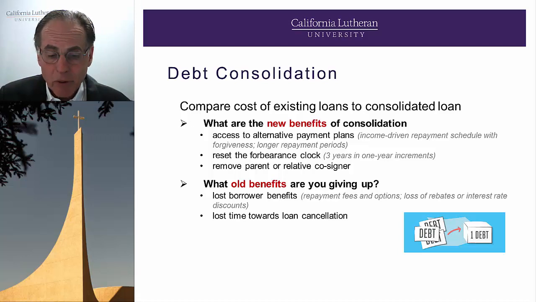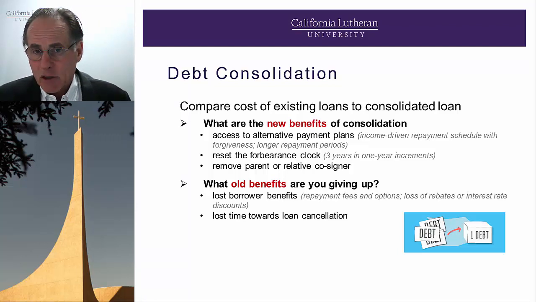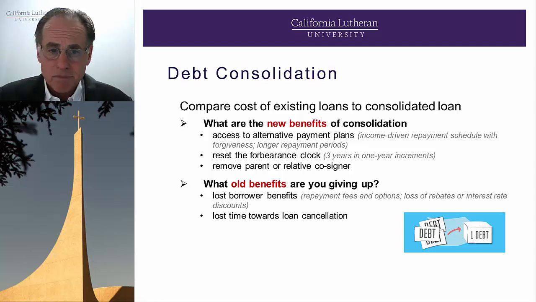From a financial viewpoint, there are several potential benefits. The consolidation may give you access to different repayment schedules. This will give you the ability to identify the repayment schedule that best meets the client's needs. For example, a longer repayment period will lower the monthly payment amount. It also resets the forbearance clock. We'll examine forbearance features of federal loans later in the presentation. Also, the consolidation will allow your client to remove cosigners from the original student loans. And typically, that's going to be the parent or a close relative.